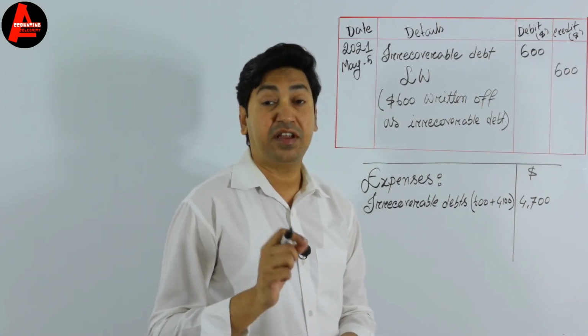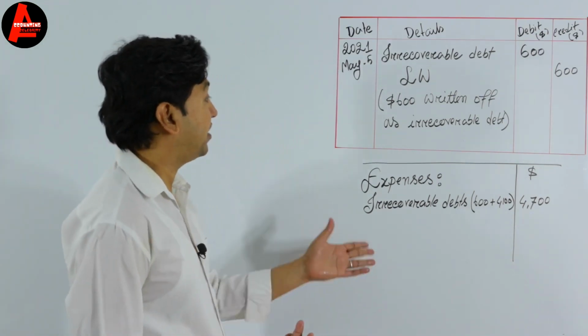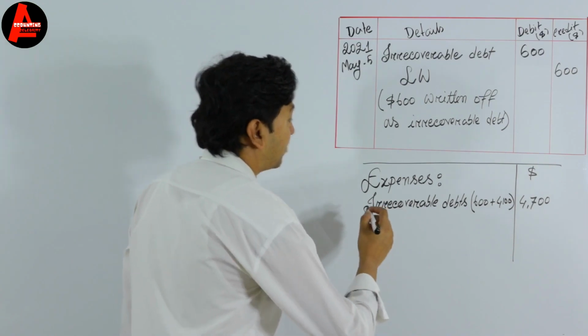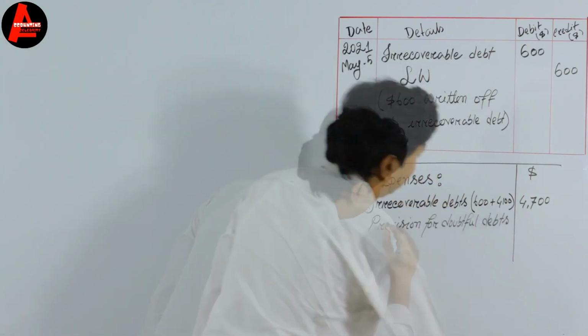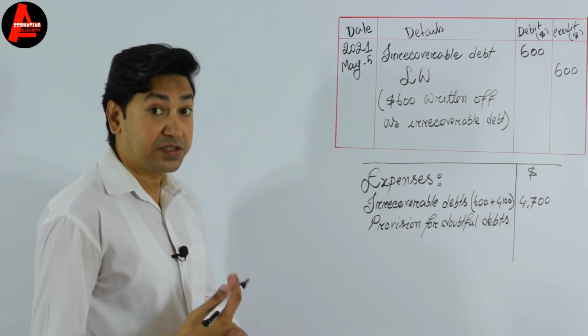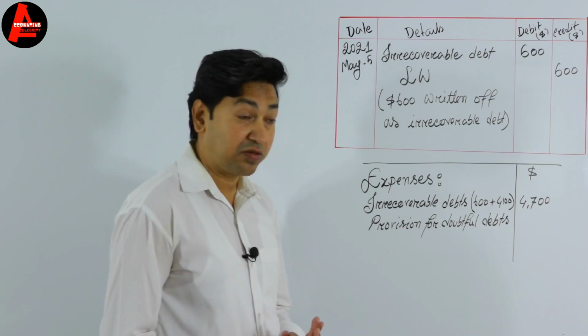So at the rate of 5%, provision for doubtful debts is an expense as well. It appears in the income statement, so we need to write this expense here as well. Let us write here provision for doubtful debts. Now it is 5% on other trade receivables. Now we need to calculate.